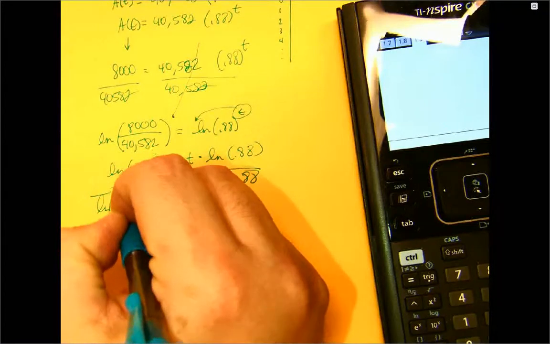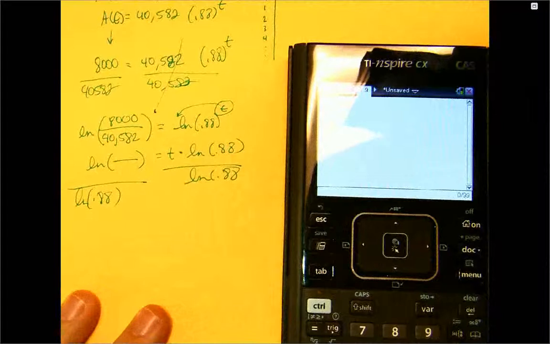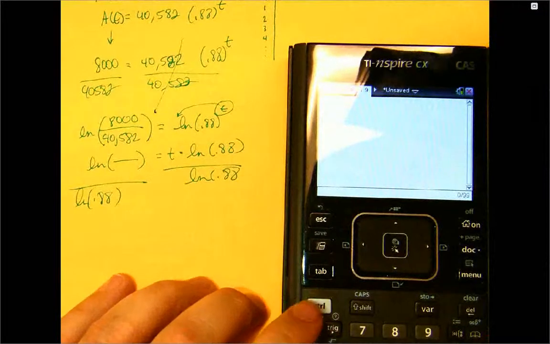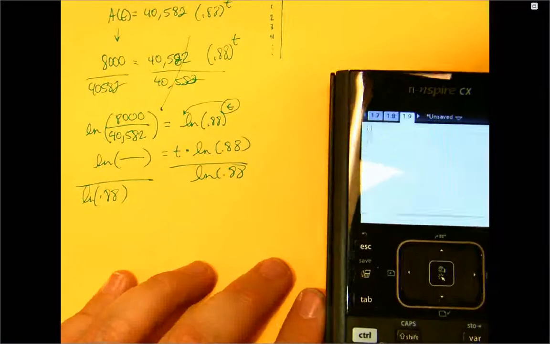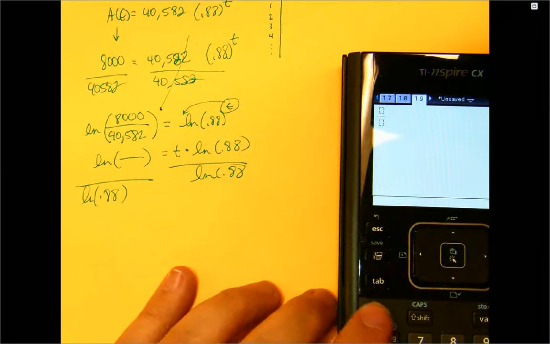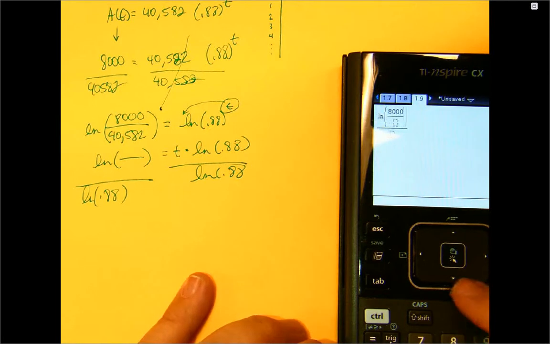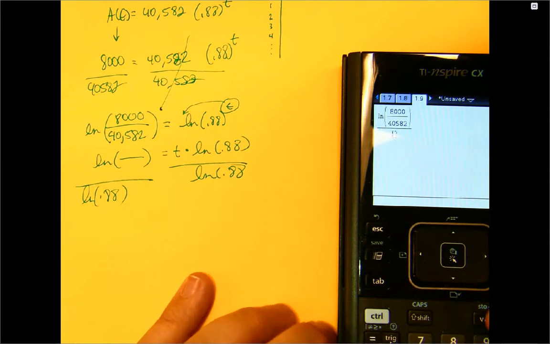Then just go into the calculator. Make sure you type everything in right. I'm going to get a fraction, and in the top, it's going to be the natural log of that fraction: 8,000 divided by 40,582. Go into the bottom, that's going to be another natural log, so I need a natural log of 0.88. And that should give me my t value, which is 12.7.